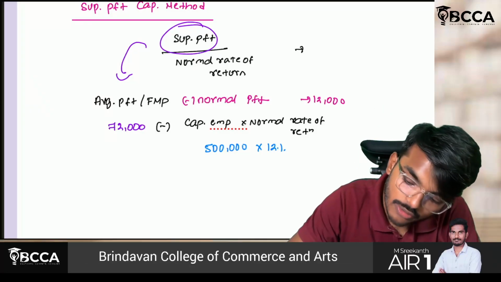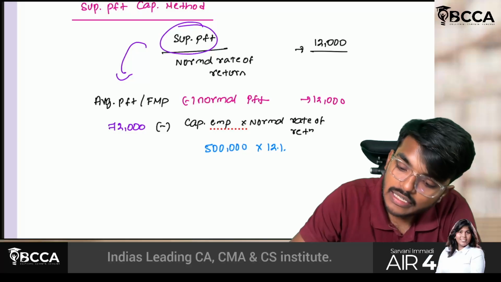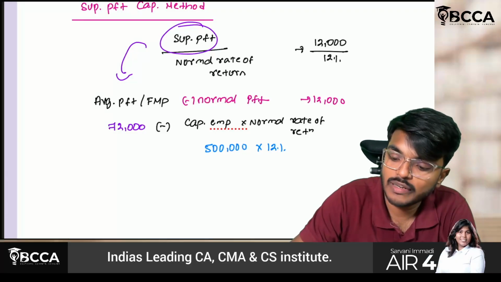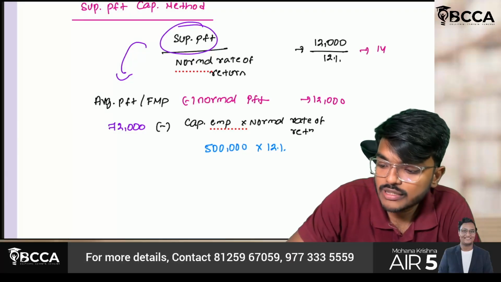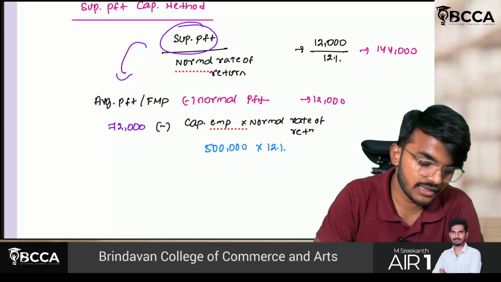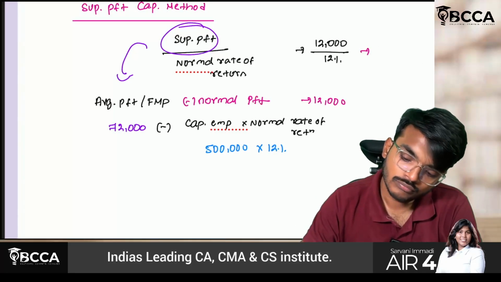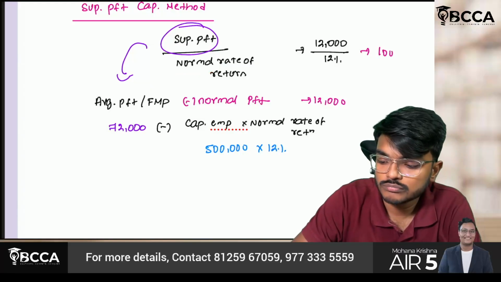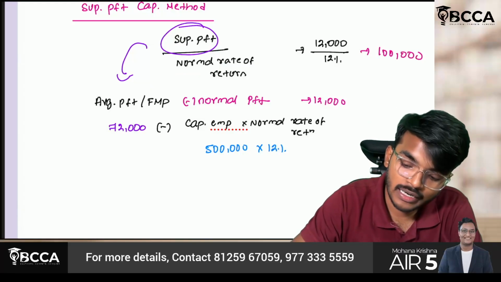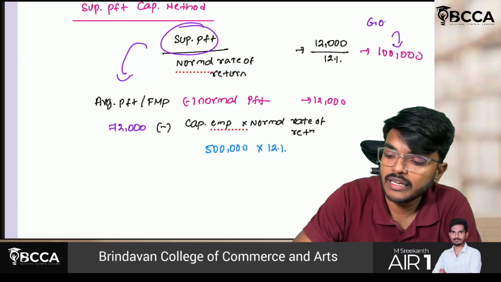If this 12,000 is my super profit, and I divide this by 12 percent, now this 1,44,000, I guess, sorry, 1 lakh. This 1 lakh rupees is nothing but my goodwill.